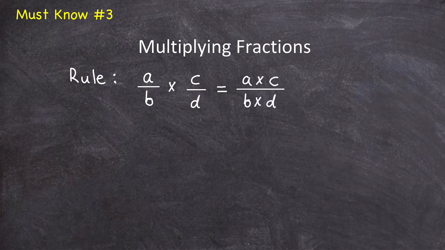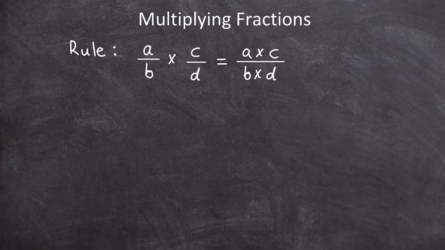So simply put, when multiplying fractions, you multiply the numerators, a times c, that becomes the numerator of your product, and then you multiply the denominators, b times d, and that becomes the denominator of your product. And then let's do some examples of multiplying fractions.